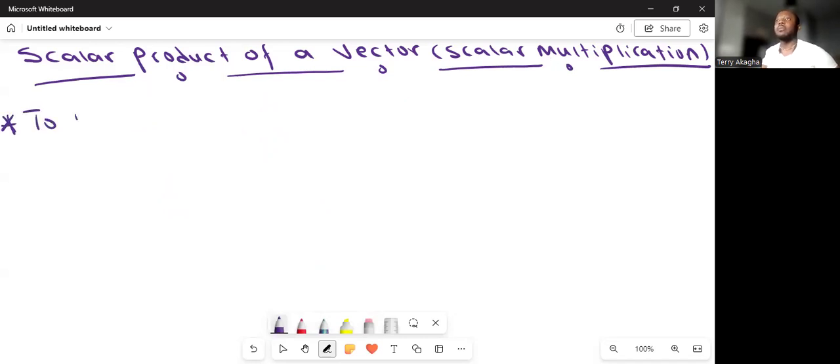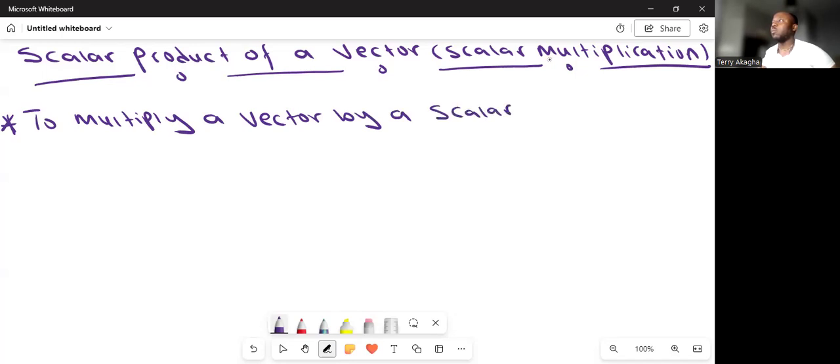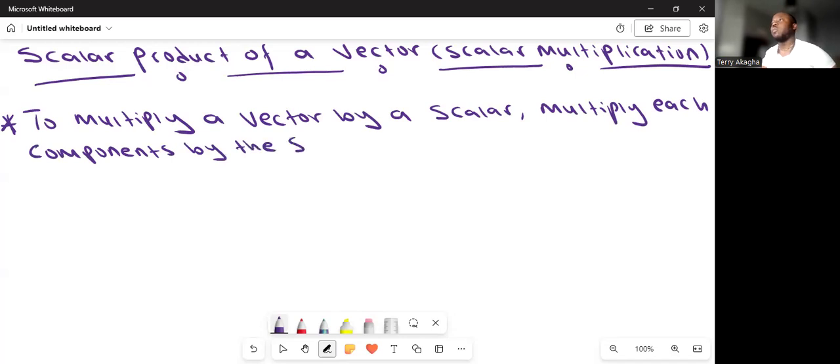So to multiply a vector by a scalar, we have to multiply each component by that scalar. Okay, so you have to multiply each component by the scalar.